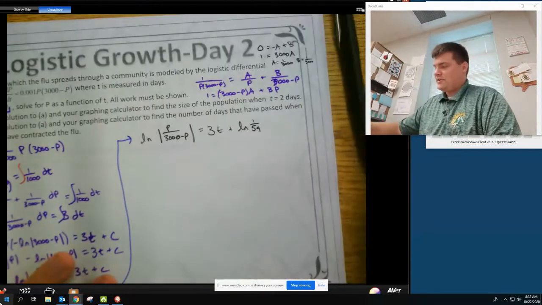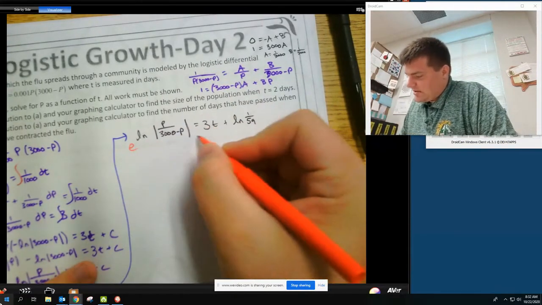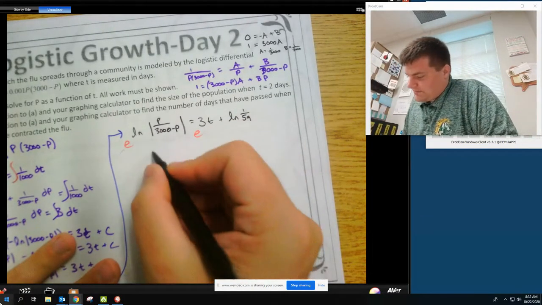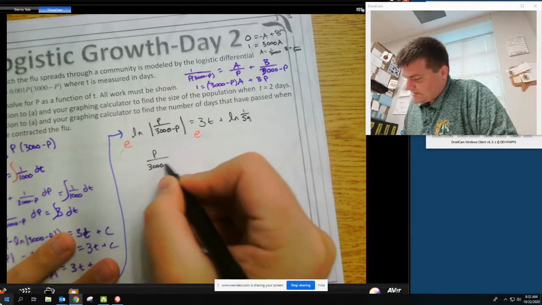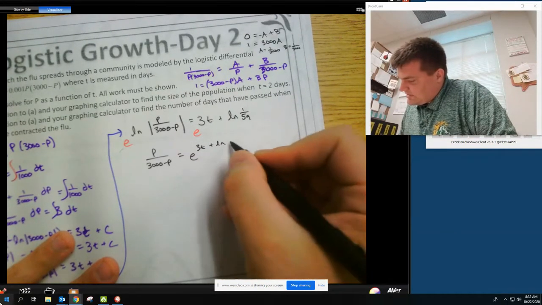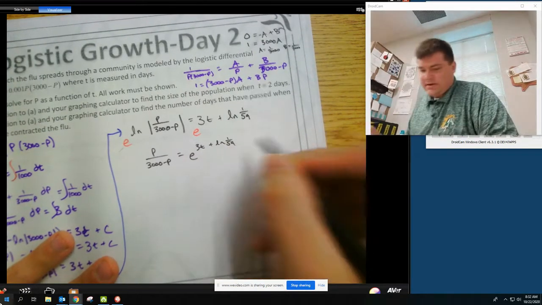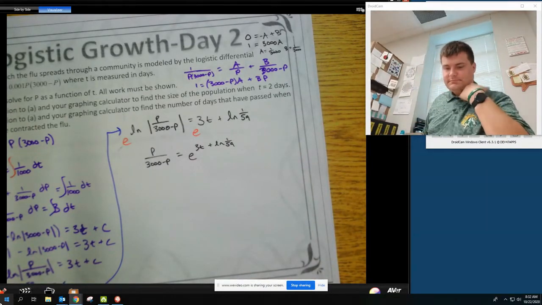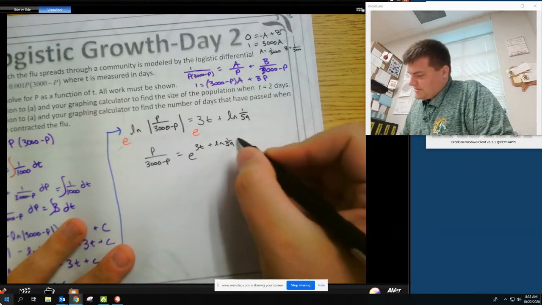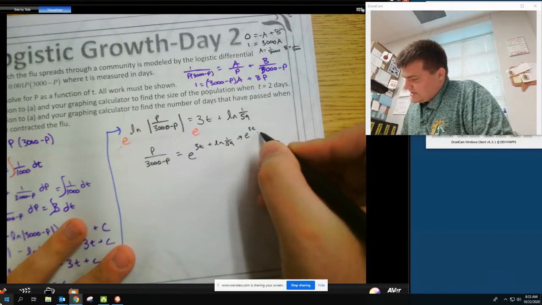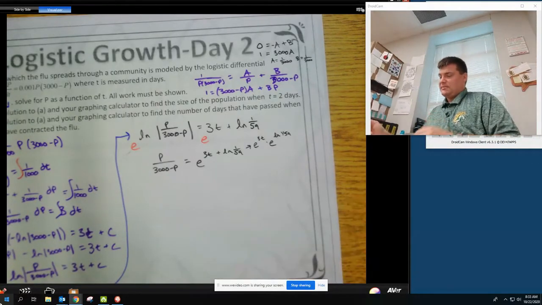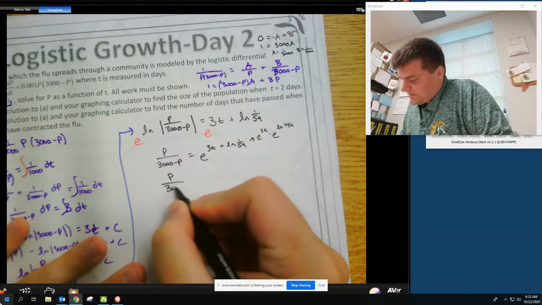So when we do that, let's do that in red. This is e to the all that, and this is e to the all that. What's going to end up happening here is this is going to cancel out, and I'm left with just p over 3000 minus p. This is going to equal e to the 3t plus ln of 1 over 59. So I can clean this up. This is really a plus, so it's the same thing as e to the 3t times e to the ln of 1 over 59. And that e to the ln is going to end up canceling out. So I'm left with this.